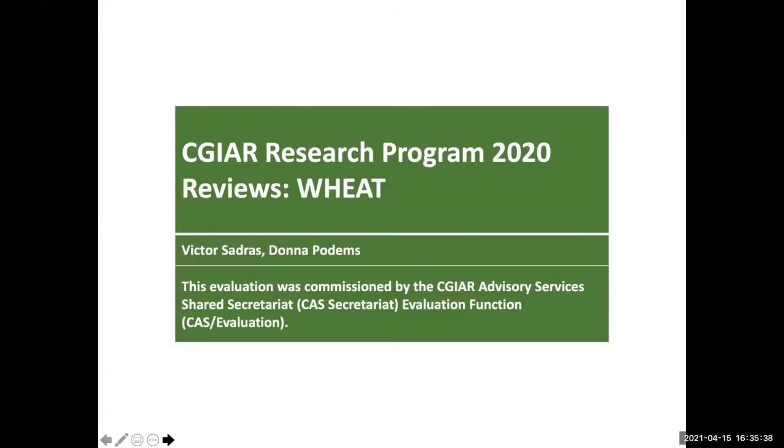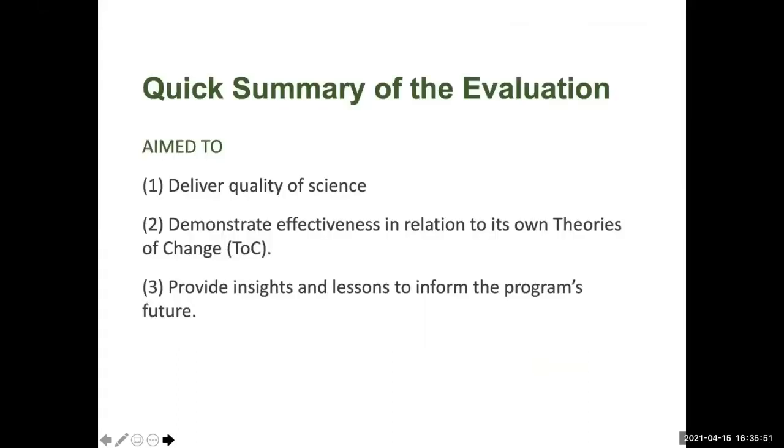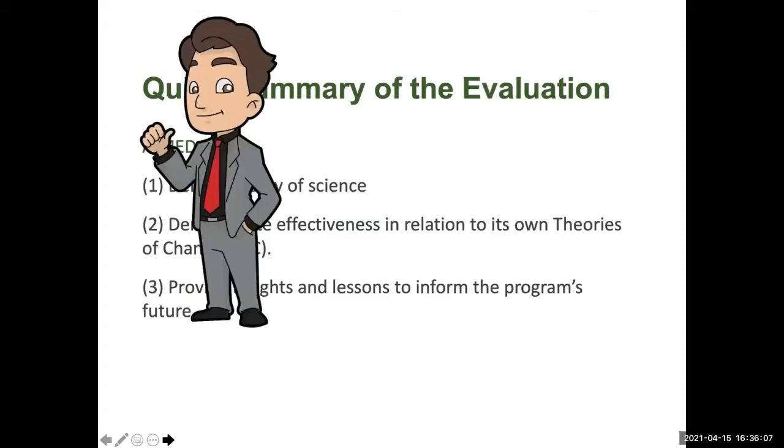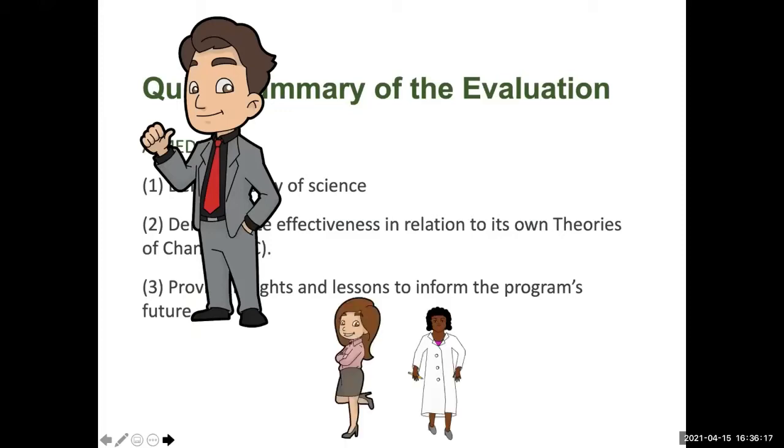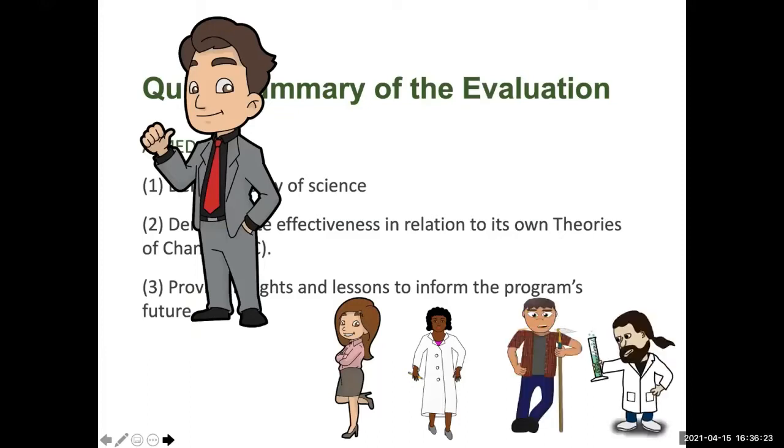In 2020, the CGIAR hired me as an evaluator, not as a feminist evaluator, to conduct an evaluation under Professor Victor Sadras, who led the team. The review's purposes were to assess the extent that the research program on wheat is delivering quality of science, demonstrating effectiveness, and also to provide insights and lessons to inform the program's future. The primary audience was the CGIAR Systems Council, and other audiences were defined by CGIAR as wheat managers and scientists, their partners, and other CGIAR research centers.